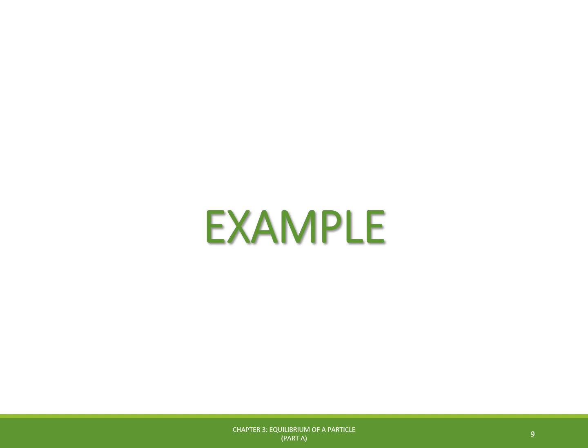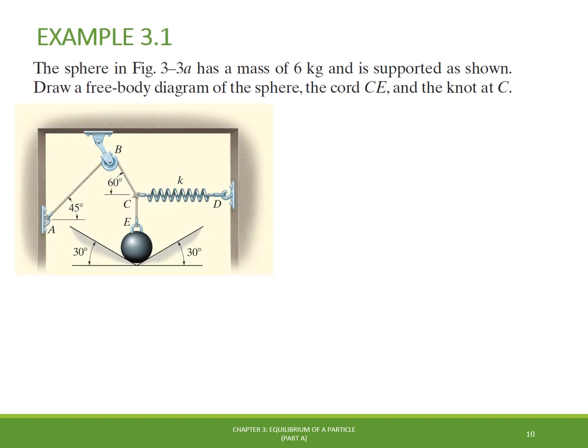Now, let's work on one example of how we should draw free body diagrams for typical statics problems. In this example 3.1, we have a sphere with a mass of 6 kilograms that is supported as shown in this figure here. Then we are asked to draw separate free body diagrams for the sphere, for the cord CE, and for the knot at C. In order to do this, remember that we have to draw the outline shape first, and then identify all forces acting in each one of the requested components.